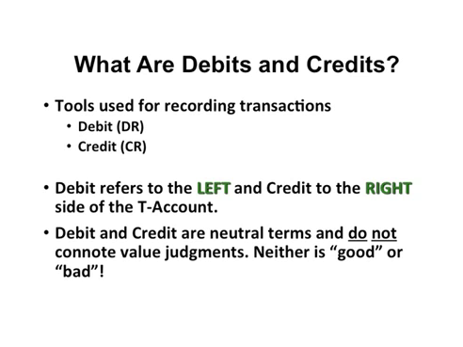Now, debit and credit are neutral terms and they do not connote value or judgment, neither is it good or bad. They do not carry any value. It is simply on the left side for debit, on the right side for credit. Now, let us come back to the journal. Now, in a journal, how do we enter a business transaction?